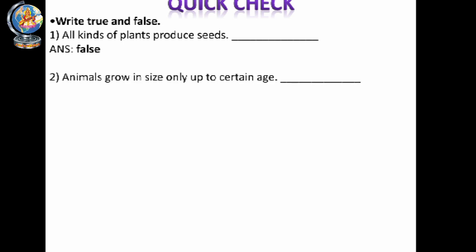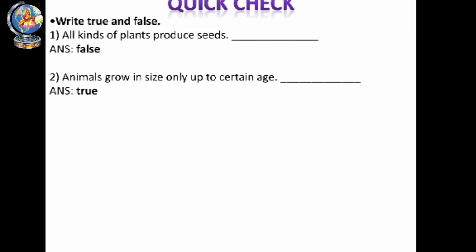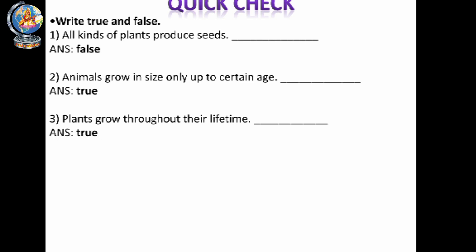Let's go for the second one. Animals grow in size only up to a certain age. I hope you have the right answer, and that is true, right? Let's go for the third one. Plants grow throughout their lifetime. So that is true. Let's go for the fourth one.